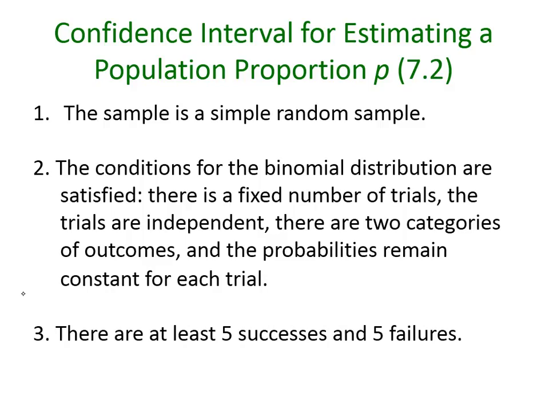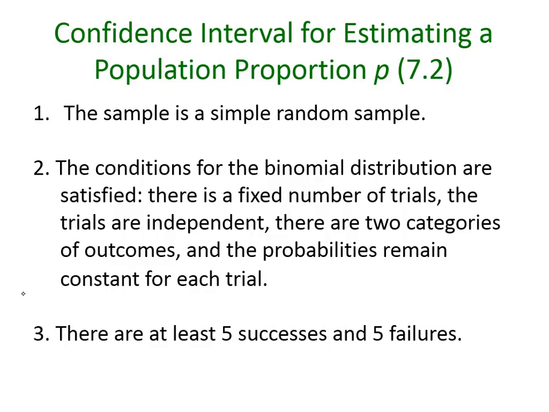Each trial's independent, so if I picked 60 cars from our parking lot compared to 60 cars from some other place, and so I had them each being independent, there's two categories of outcomes as far as it's red or it's not red. And we would assume that the probability of red cars would remain constant no matter where I would go within Trenton. And so as long as those things were satisfied, we also have to meet the fact that there is at least 5 successes and 5 failures.